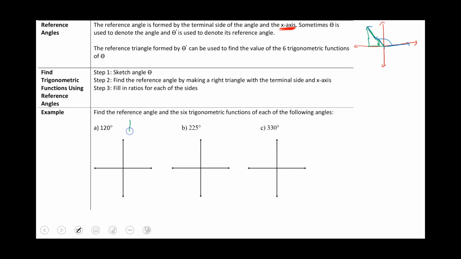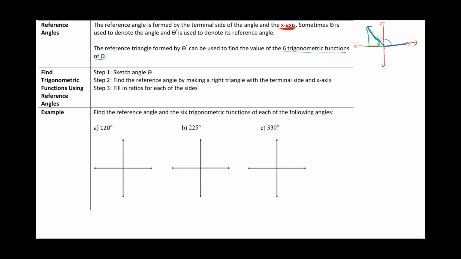The reference angle, which is also called theta prime, can be used to find the 6 trigonometric functions of theta. So the cool thing is that theta and its reference angle theta prime have the exact same trigonometric values.